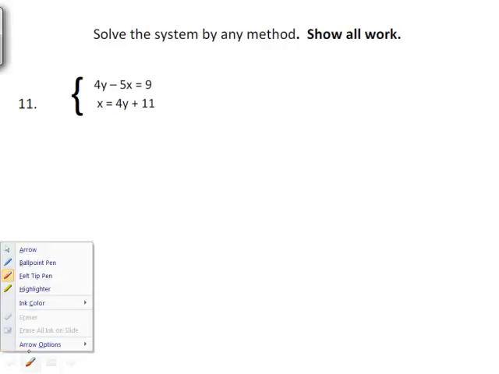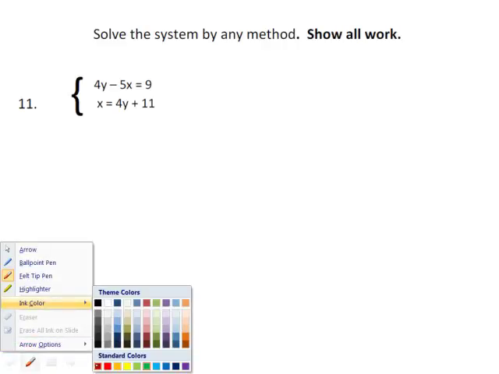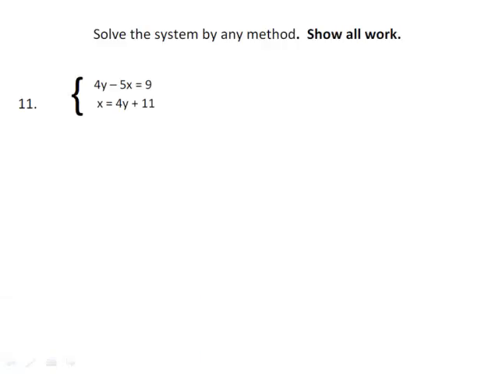All right, now we'll move on to the other one. Next one, that is 11. These are kind of the hairiest ones in this page. Is probably the most tricky. All right, 4y minus 5x equals 9, and x equals 4y plus 11. So by now we've trained our minds to look for equations that are solved for a variable. All right, we're solved for x here. All right, so substitution might be our best choice.